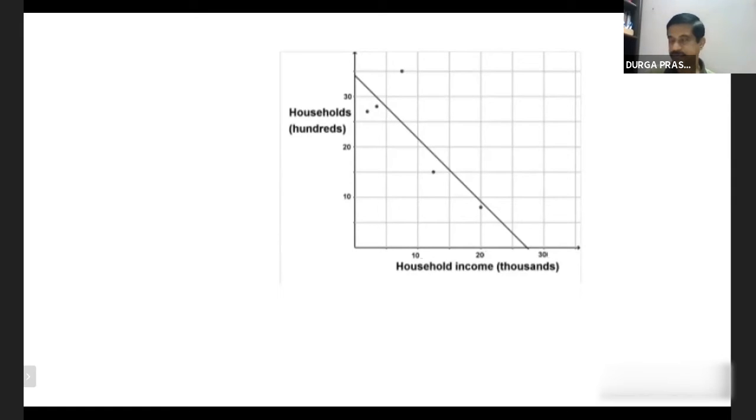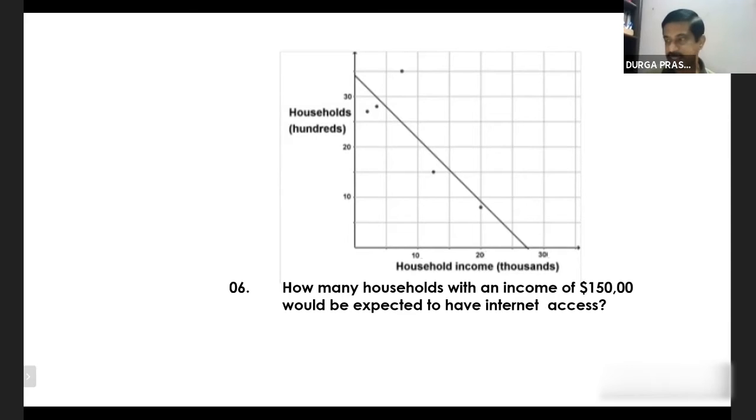So this is the same graph again. Now how many households with an income of 15,000 can be expected to have internet access? Drop a vertical line and this line, it is somewhere here. So it is approximately 1,500 plus, a little above. If you neglect that little difference, it is 1,500. So option C. On the line, if you check, it is 1,500. Please note it.